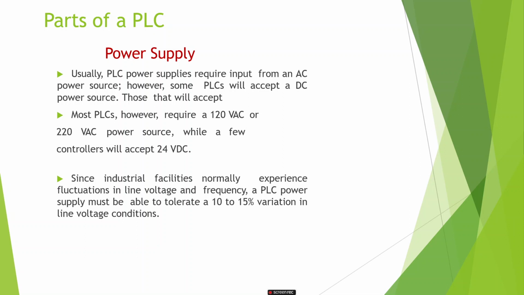Usually, PLC power supplies require input from an AC power source. However, some PLCs will accept a DC power source also. The voltage range will be 120 volts AC to 220 volts AC. Some controllers will accept 24 volts DC.